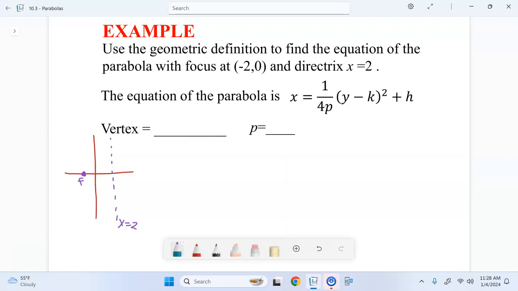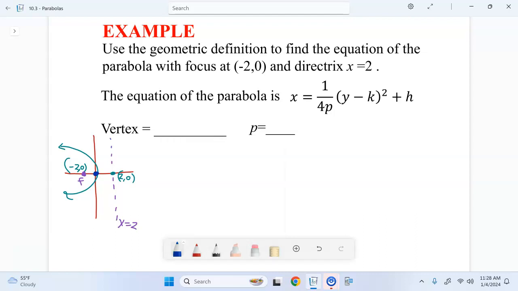To the left, towards the focus. Towards the focus. Going to the left. So my focus is at -2, 0. What is this point that's in line with our focus, vertex, and directrix? 2, 0. So if my focus is at -2, 0, my directrix is at 2, 0, where's our vertex at? 0, 0. Okay, so we got another one on the origin.